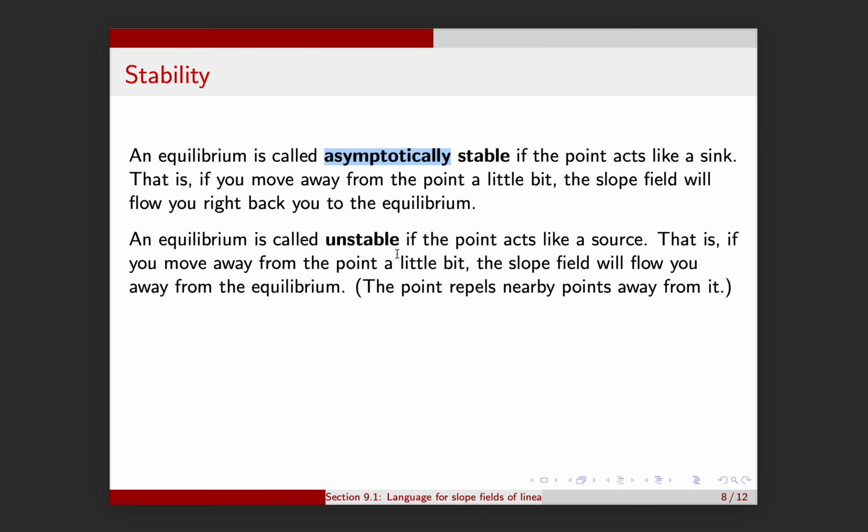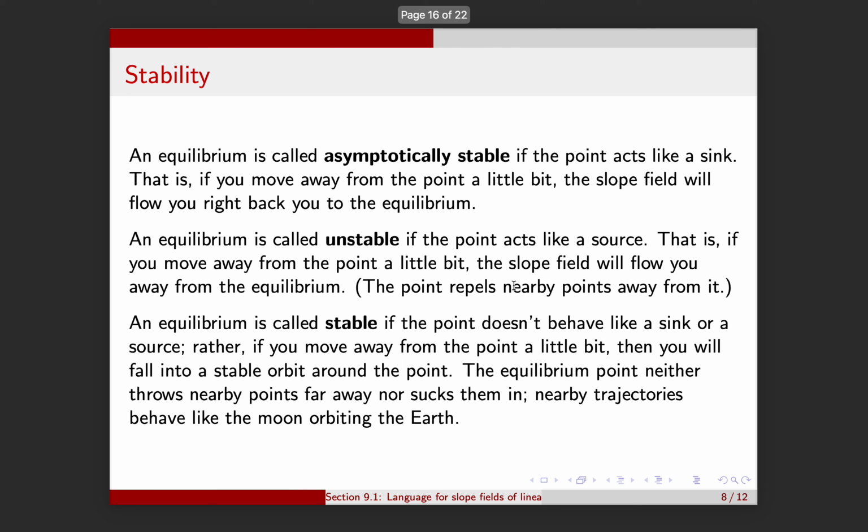Unstable means the opposite, acts like a source. If I knock you off the origin, you flow away from it. So it's like a repellent or a repeller. I don't know what the right noun is. And then you're stable if neither of those things happen. If I remove the adverb asymptotically, for an equilibrium to be stable, what it means is it's not a sink or a source. It doesn't draw things to it or repel things away. Things orbit around it. Think about orbiting around the origin the way the moon orbits the Earth. The moon doesn't crash into the Earth.